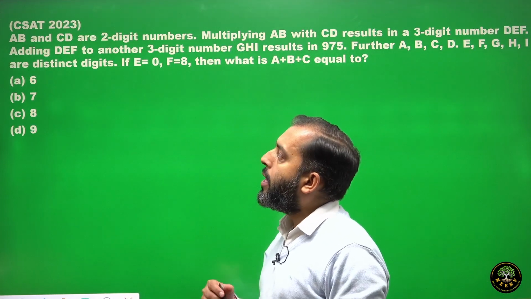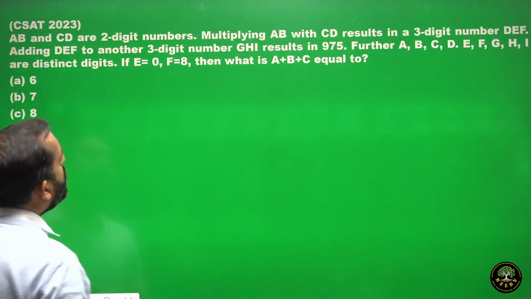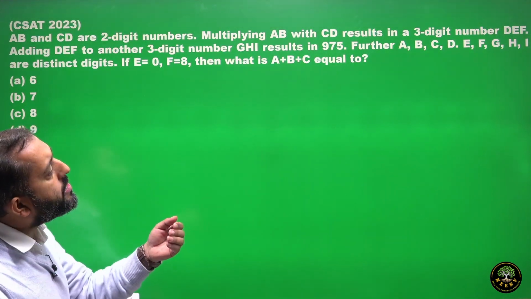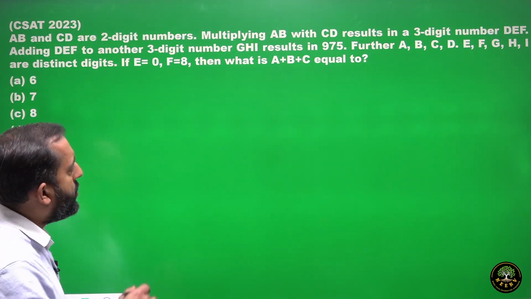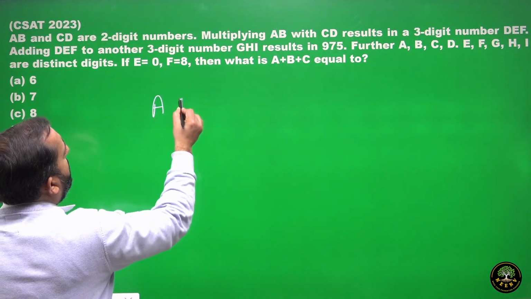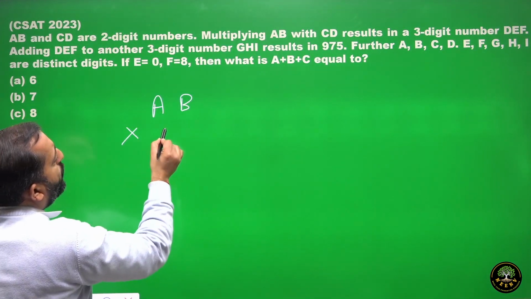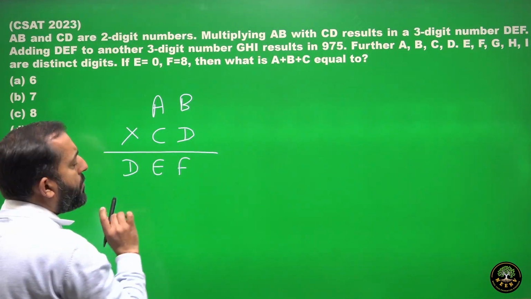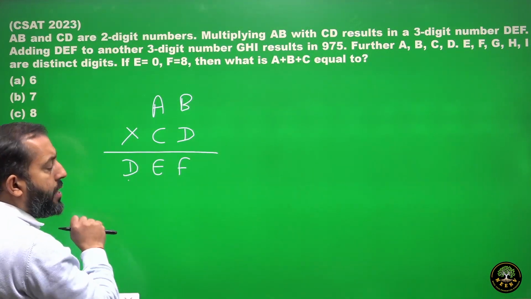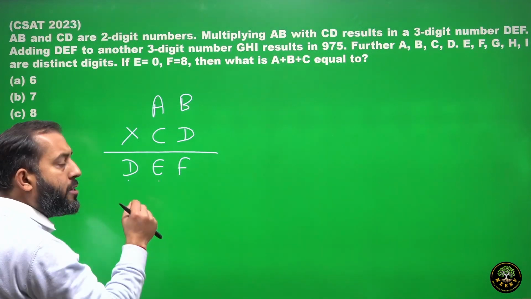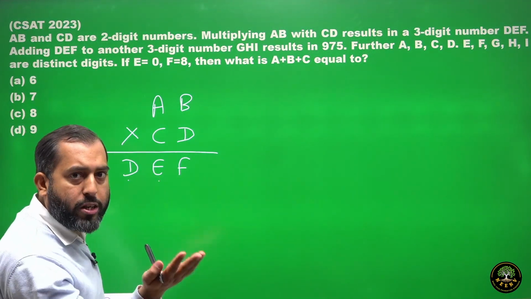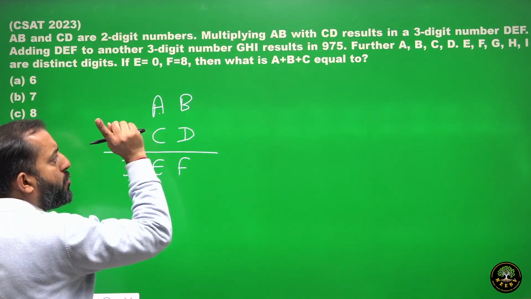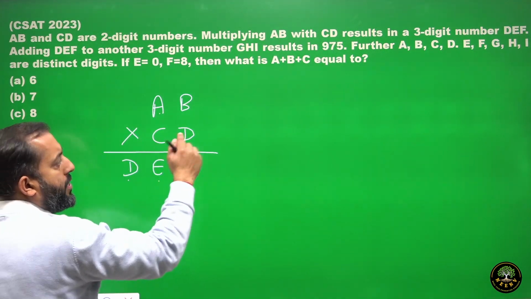It says AB and CD are two-digit numbers. Multiplying AB with CD results in a three-digit number DEF, which means AB, a two-digit number, multiplied with CD will produce DEF, a three-digit number, where D is the hundreds place, E is the tens place, and F is the units place. In AB, A is the tens place, B is the units place, and the same goes for CD.